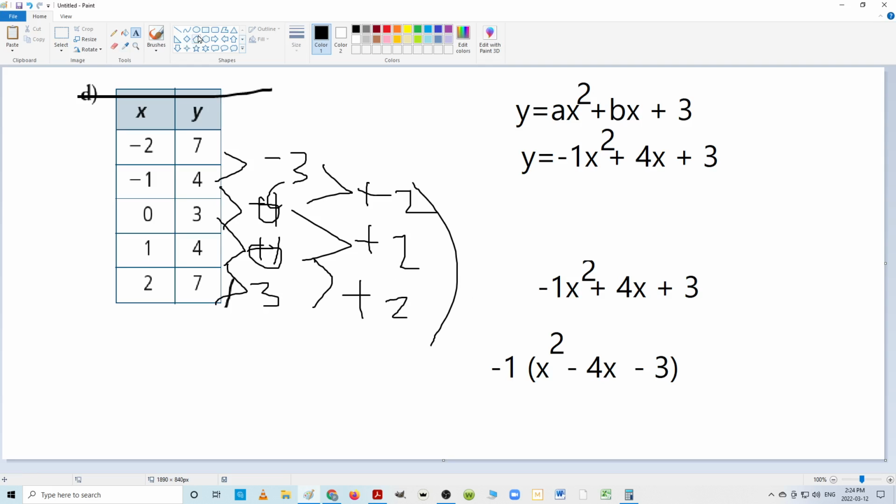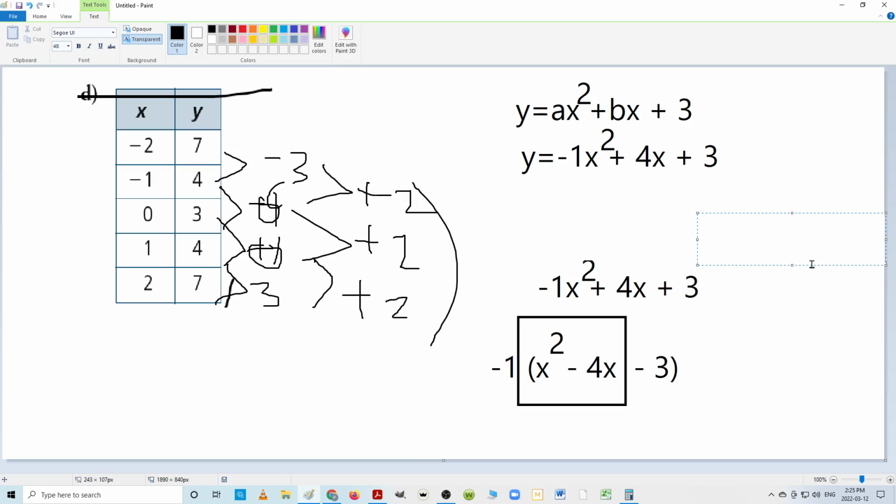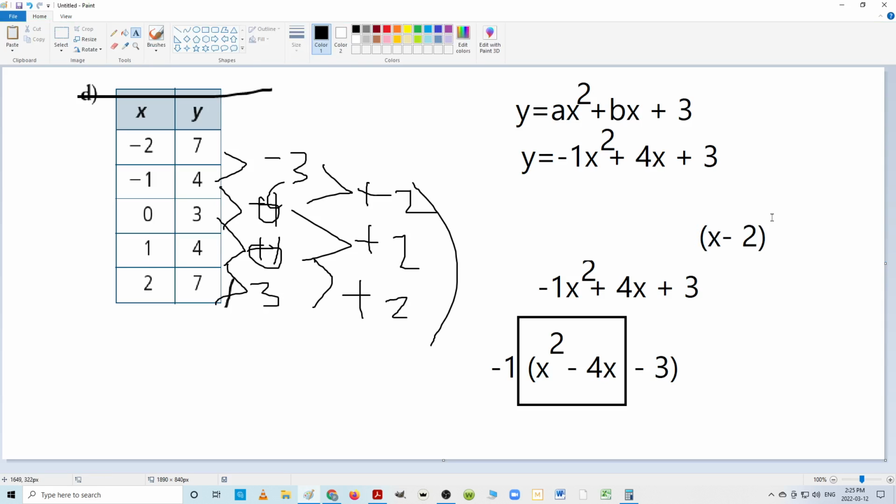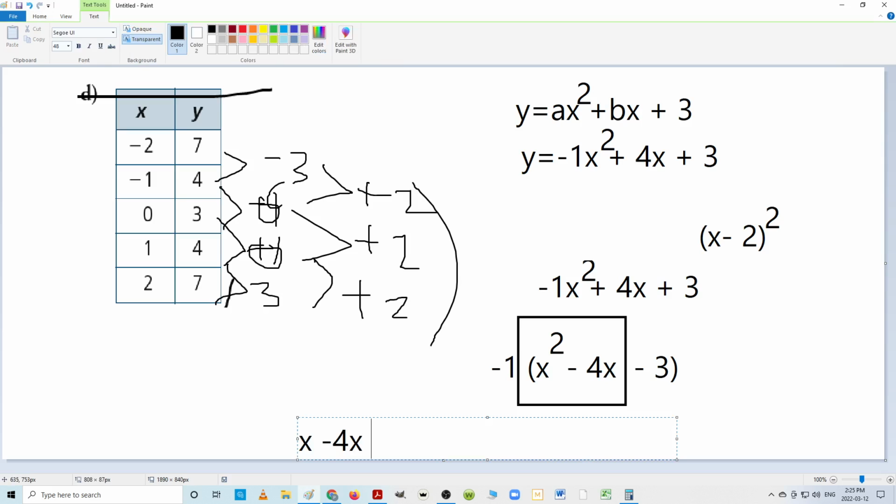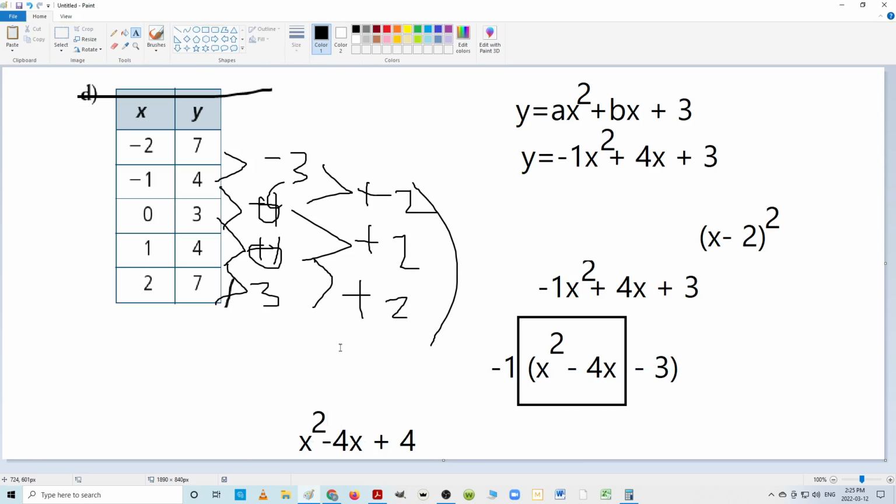And then if I'm just focusing on this and I remember my perfect squares, x minus 2 squared is always going to come out as x squared minus 4x plus 4. Right? That's what it is always going to come out as. And I can see I have part of that there, but not the plus 4.